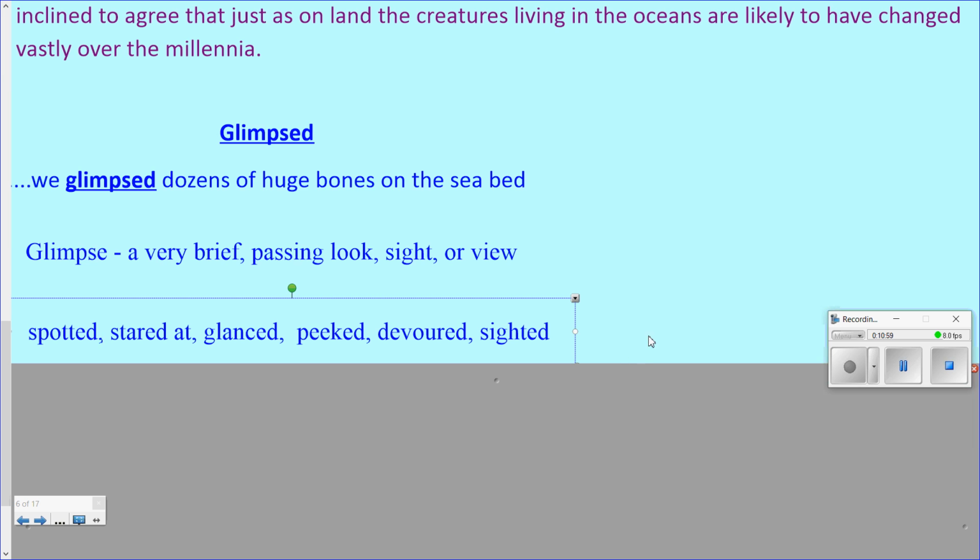Right, let's have a look. Well, I think the obvious one that we would see here would be devoured. Devoured means to eat. So we know that that isn't a synonym of glimpsed.